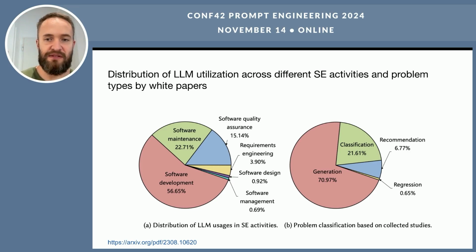It looks like in the SDLC process there are two prominent parts: coding and maintenance. However, in proportion, I believe maintenance is bigger because we have a lot of already written software that requires maintenance. And it's interesting that the work is mostly concentrated on generation tasks. The tasks researchers try to achieve are generation of code, generation of different things, recommendation and some classification tasks.